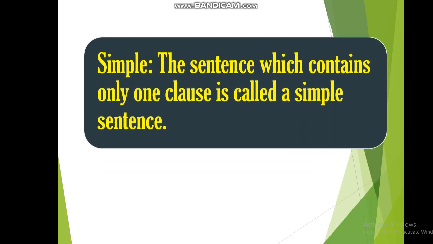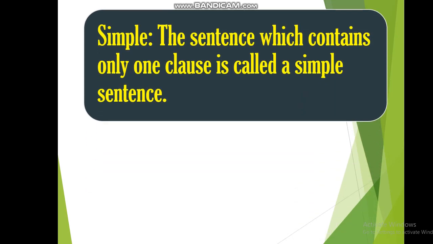Next, simple sentence. You can see there is a definition of simple sentence. The sentence which contains only one clause is called a simple sentence. Do you understand? There will be no conjunction, subordinating conjunction, or coordinating conjunction. A simple sentence must have a subject and a verb, and that's a clause. That's why it will be a simple sentence.